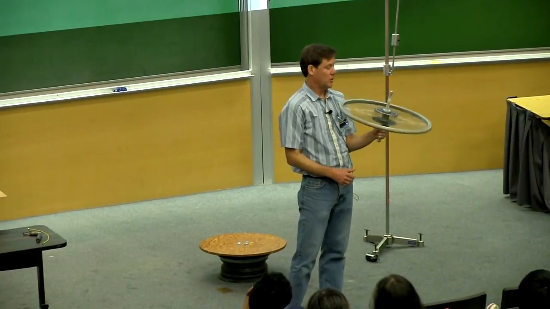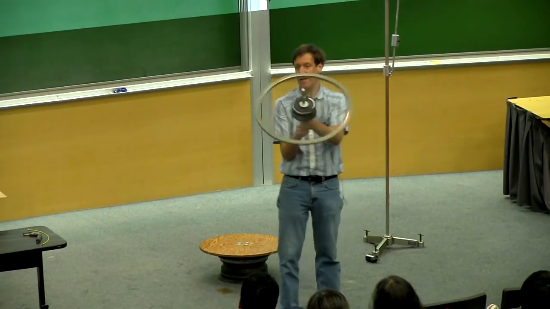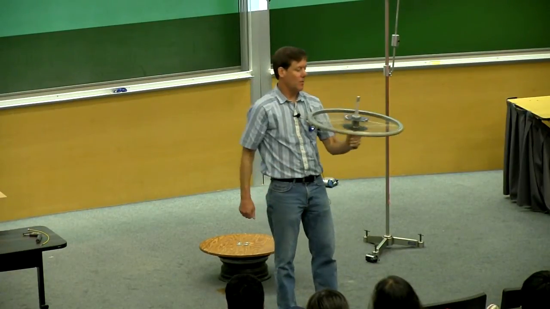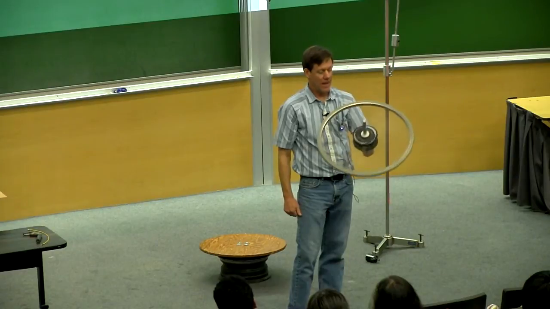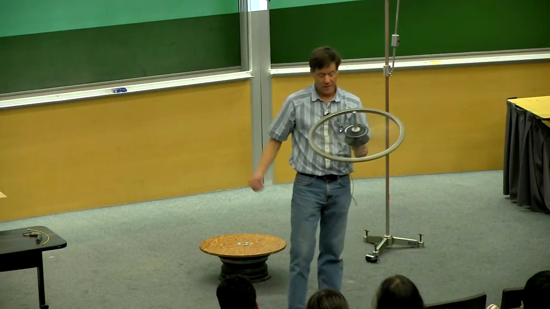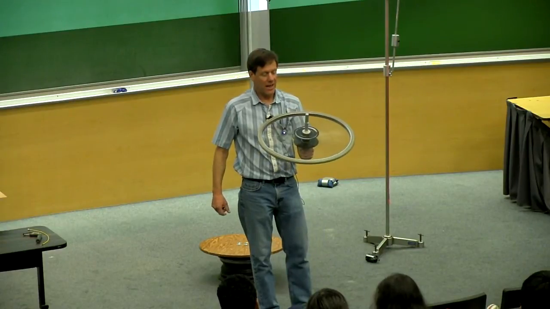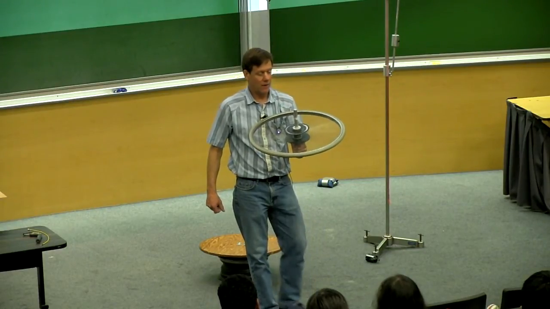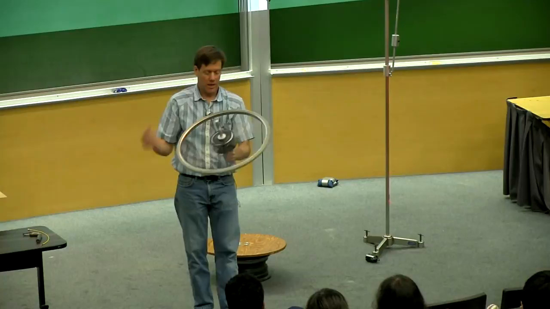Okay, so this wheel has angular momentum because it has a certain amount of rotational inertia and it has angular speed. So that's I times omega, which means that it has a certain amount of angular momentum.